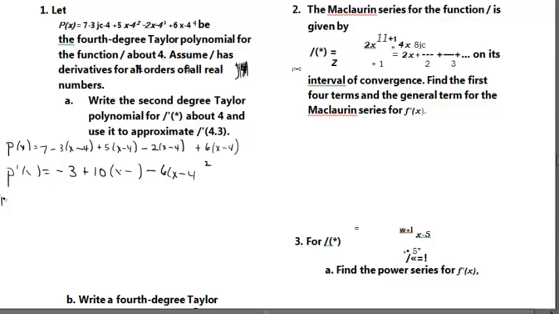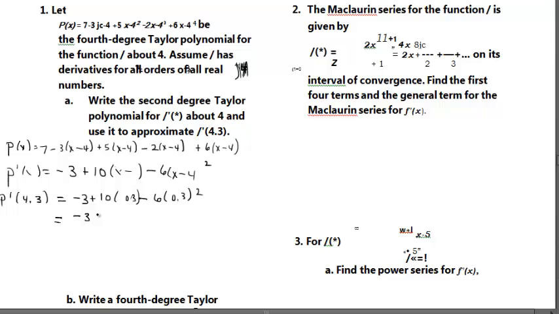Okay, and then, of course, to finish, we're going to evaluate at 4.3. Everywhere you see x, replace it with 4.3. So 4.3 plugged in for x, minus 4 is 0.3, positive 0.3. Minus 6 times 4.3 minus 4 is 0.3 squared. So not too bad without a calculator.